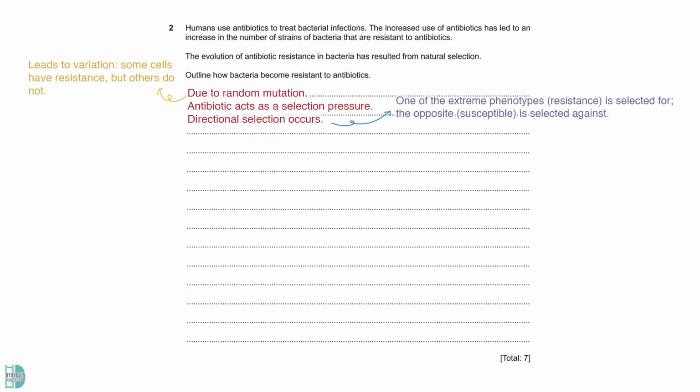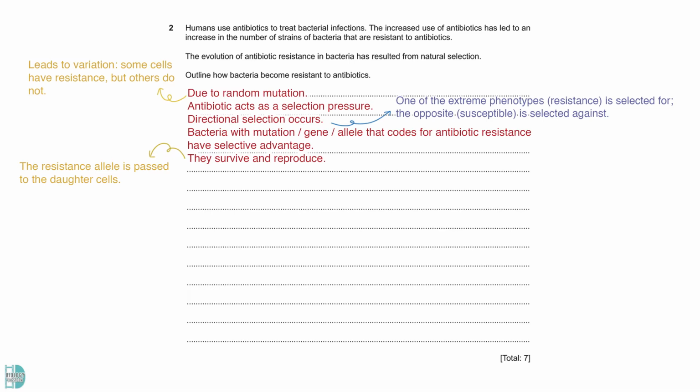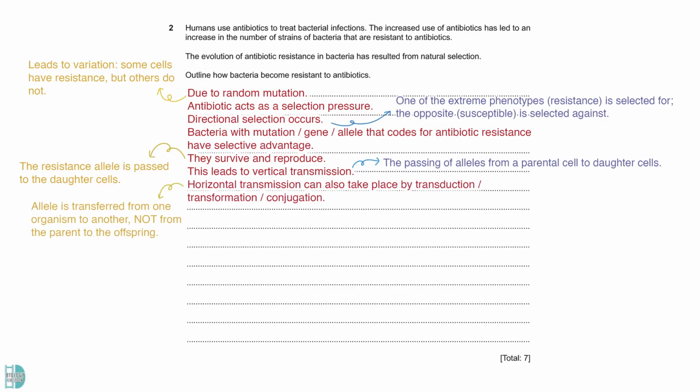The resistant bacteria with an allele that codes for antibiotic resistance are said to have a selective advantage. They survive and reproduce. The resistance allele is passed to the daughter cells. This passing of alleles from a parental cell to daughter cells is called vertical transmission. Horizontal transmission can also take place. It is when the allele is transferred from one organism to another, not from the parent to the offspring. In bacteria, it can happen by transduction, transformation, and conjugation.